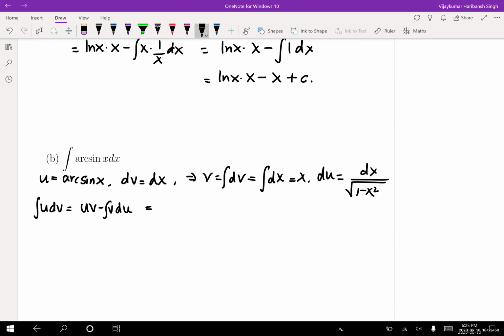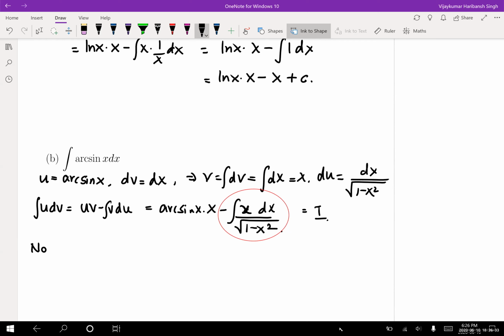So now what do we get by the integration by parts formula? uv, so arcsin x times x, minus the integration of v du, which is x divided by the square root of 1 minus x squared dx. Now in this part, we'll apply integration by substitution. All right, so let's work on that. Let me call this I.